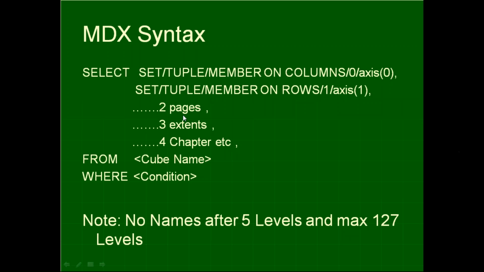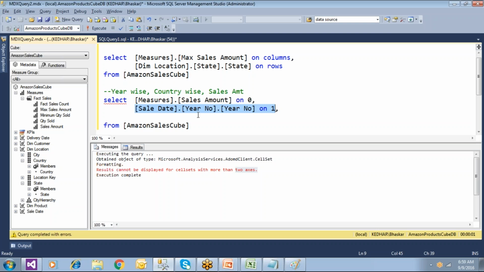So try to understand. Set means same kind of items put together, same parts are there. Tuple means you will have different parts. You have to put all of them in a single thing and you should be able to get it. So the measure is fine. Now what I'm trying to do is drag and drop country. So let me drag and drop country.